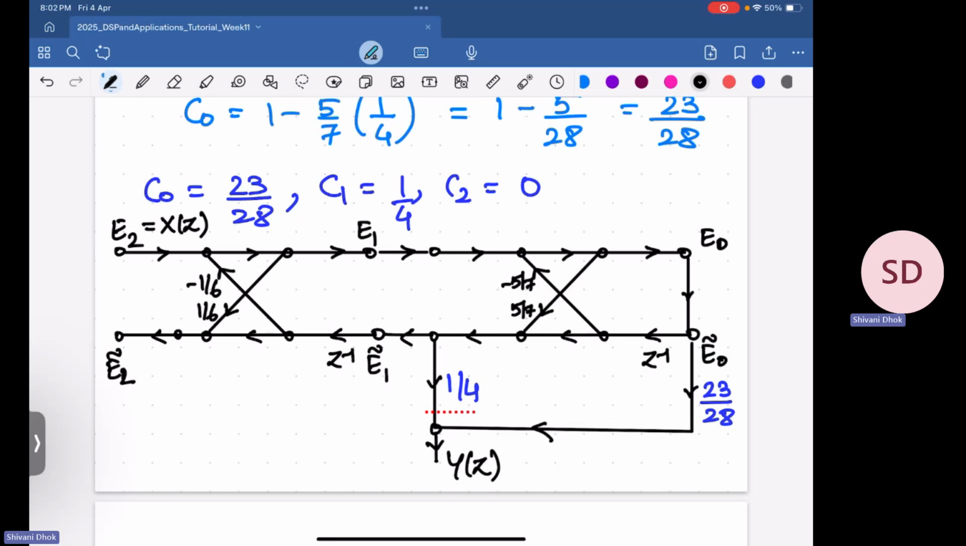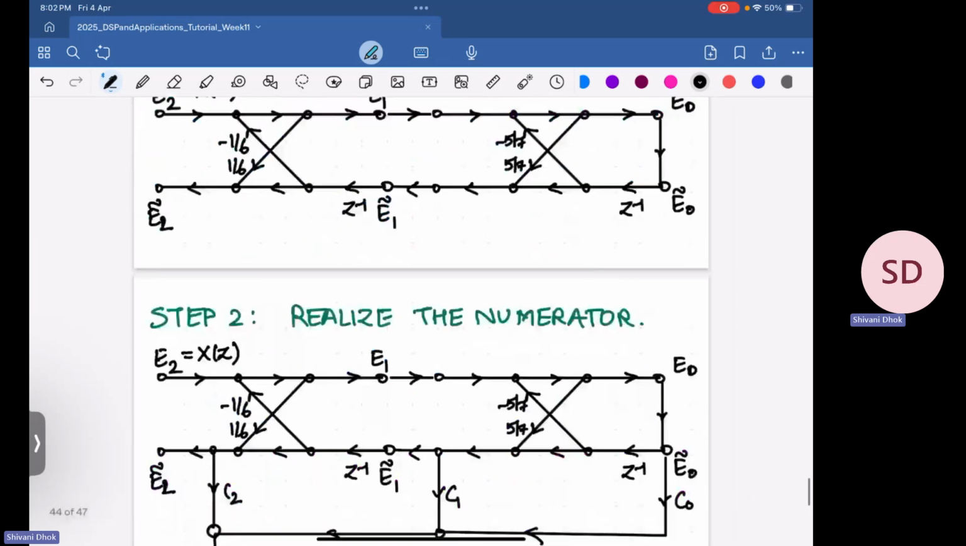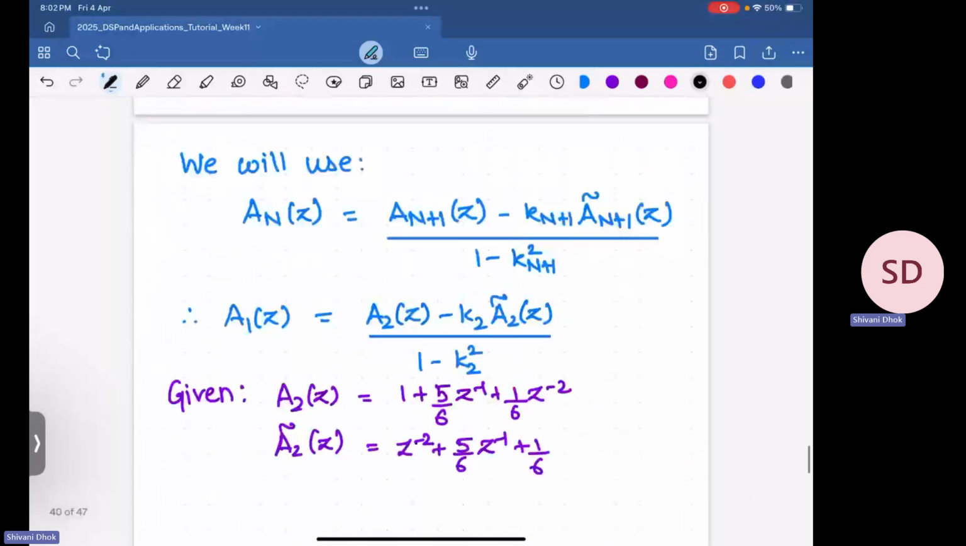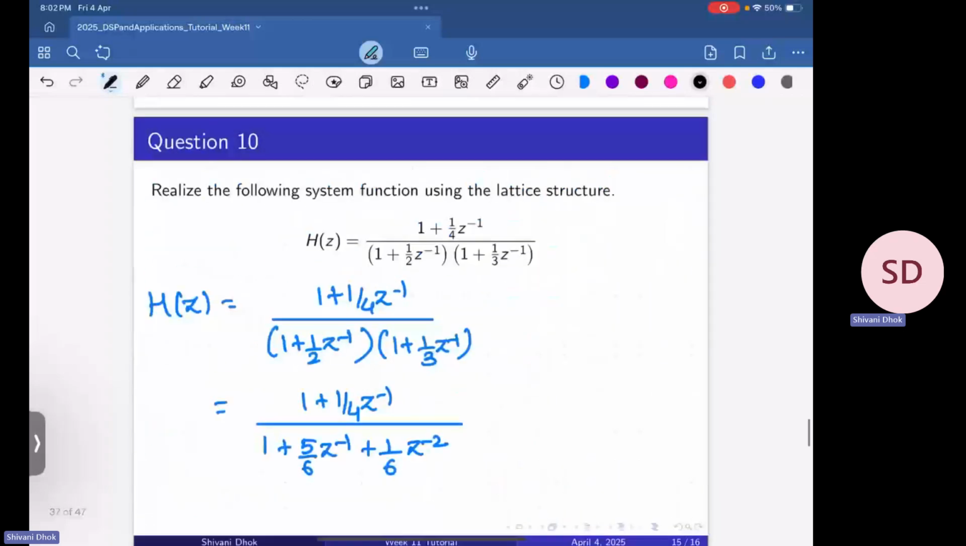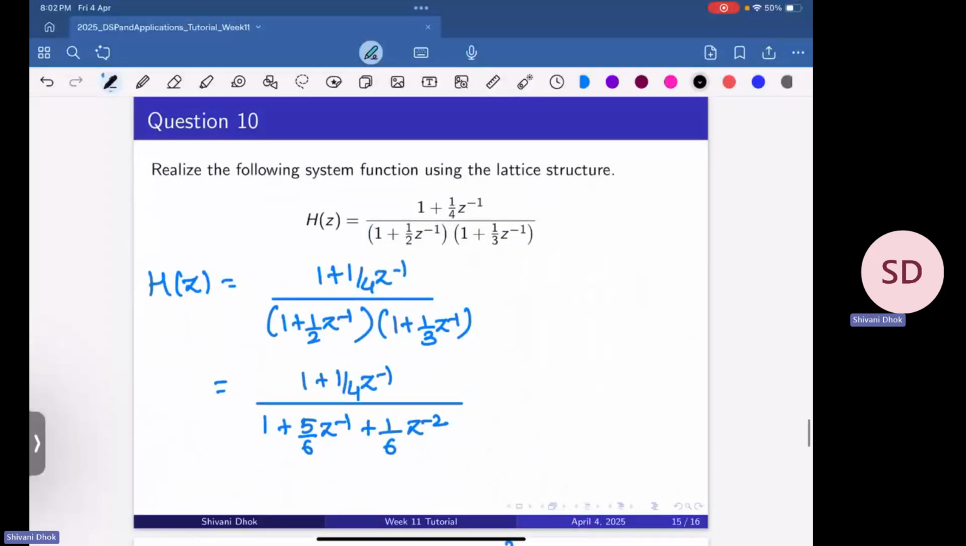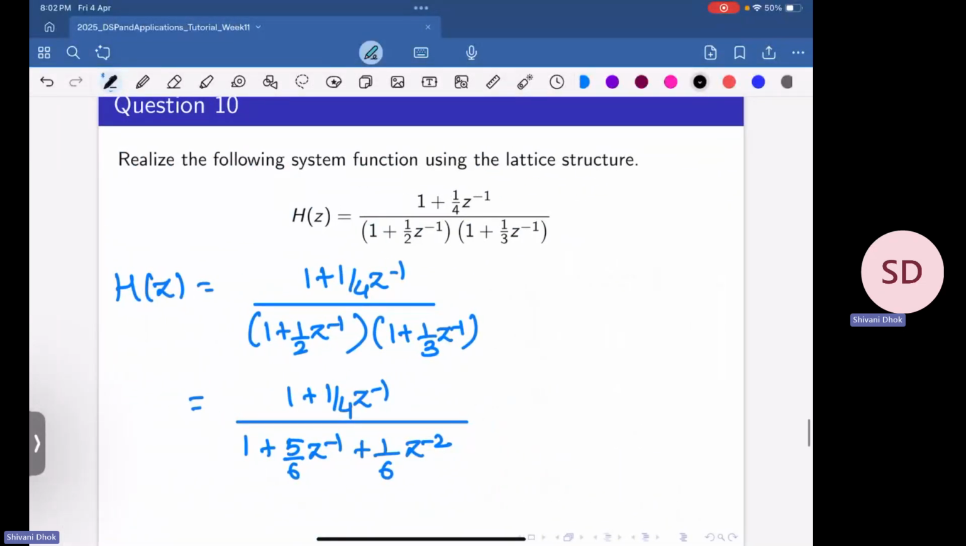This was a lengthy question. I'll just go through the solution once more so that it is clear to everyone. So what was this question? The question said that we want to realize the following system function using the lattice structure. The transfer function given to us is 1 plus 1 by 4 z inverse divided by 1 plus 1 by 2 z inverse into 1 plus 1 by 3 z inverse.